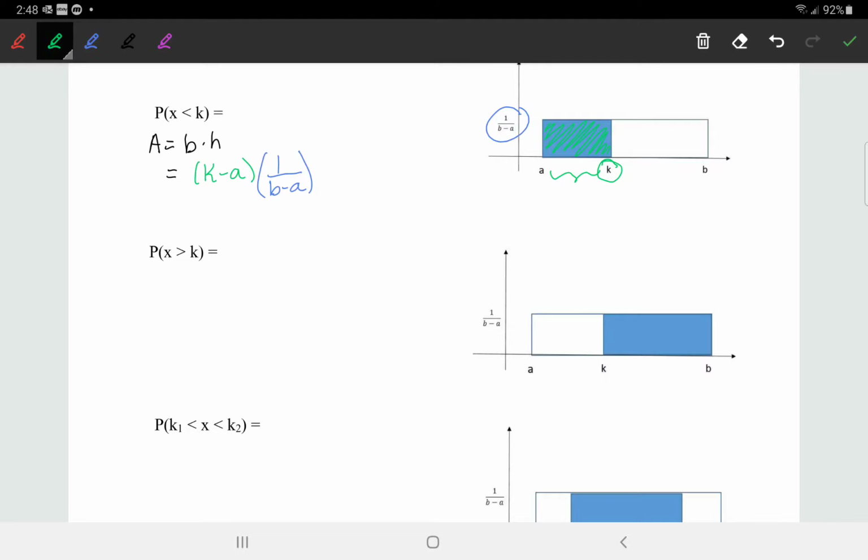The same thing is going to happen, just a little bit differently, when we're trying to calculate this area. That is the probability where x is bigger than this constant. The only thing that changes here now is the base. So the area here, again, we'll look at the shaded area of the base times the height. The base now, we take b and we subtract k. That will give us the base of the shaded rectangle, and the height is determined by 1 over b minus a.